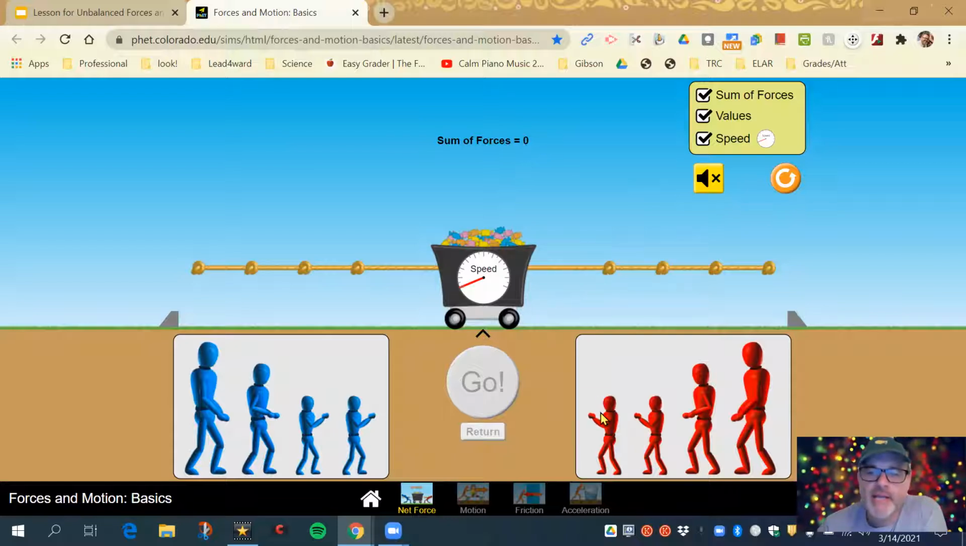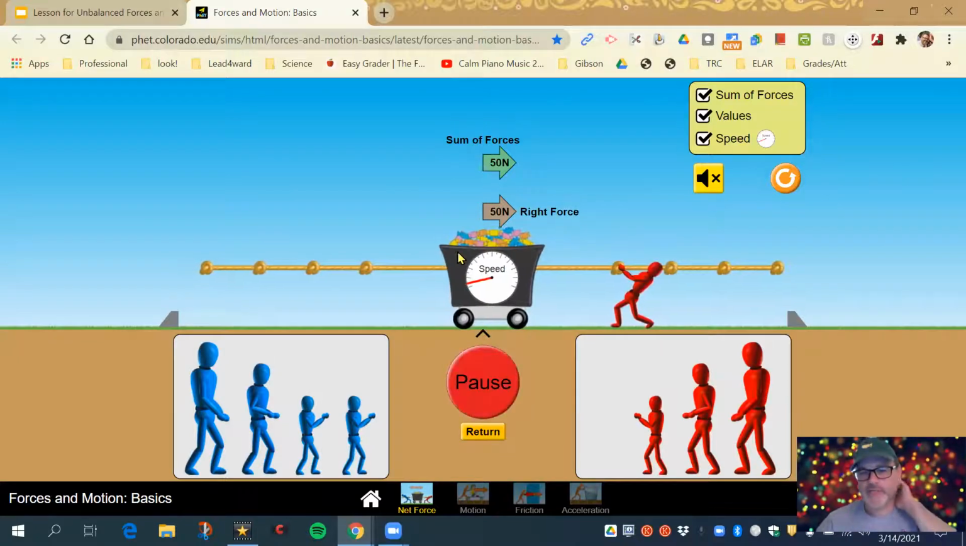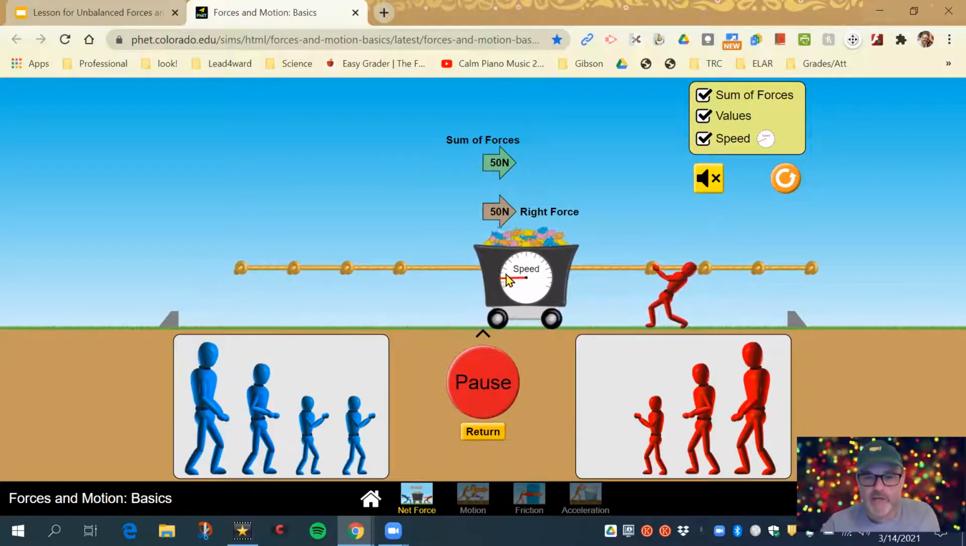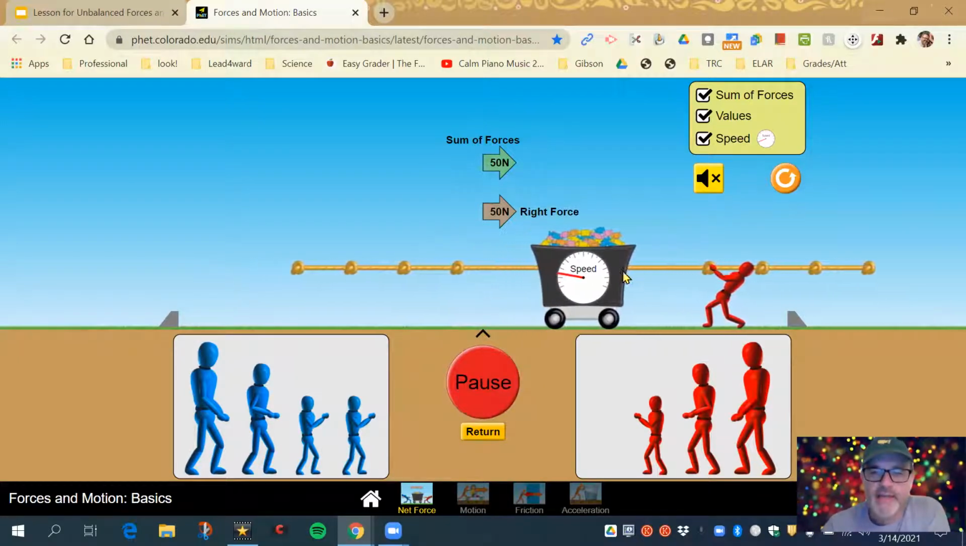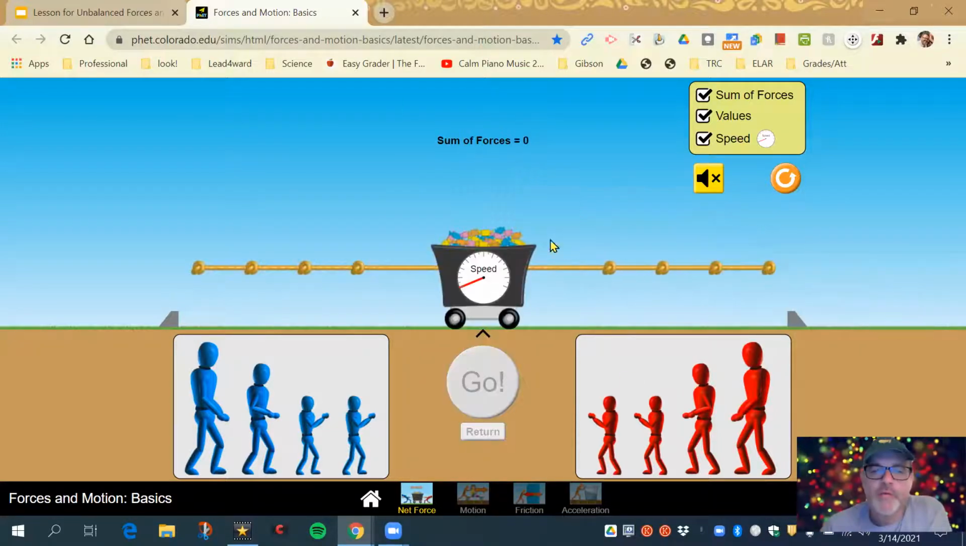But if I change that to not zero, now you can see the sum of my forces is 50 newtons to the right. So that means this cart should move when I click go. And it does. So this is a change in speed. You can see the speed going up, and it's a change in direction. That's because the forces became unbalanced. They're not zero anymore. So we know now that if an object's at rest and you unbalance the forces, it's going to cause the object to move in the direction of that force.